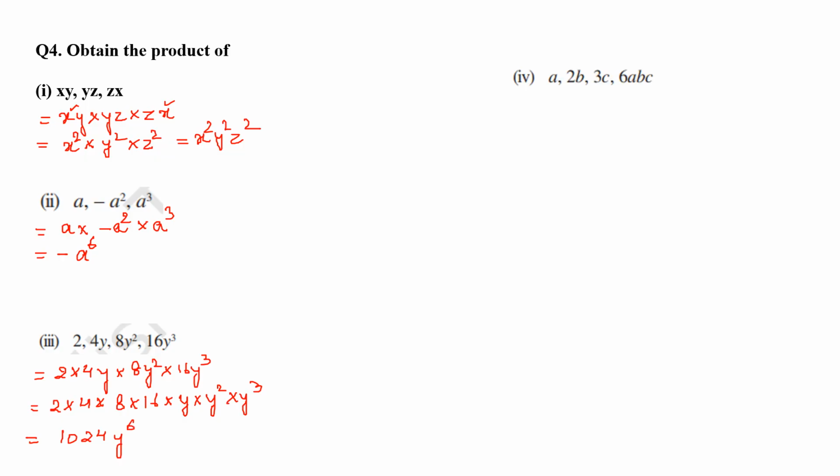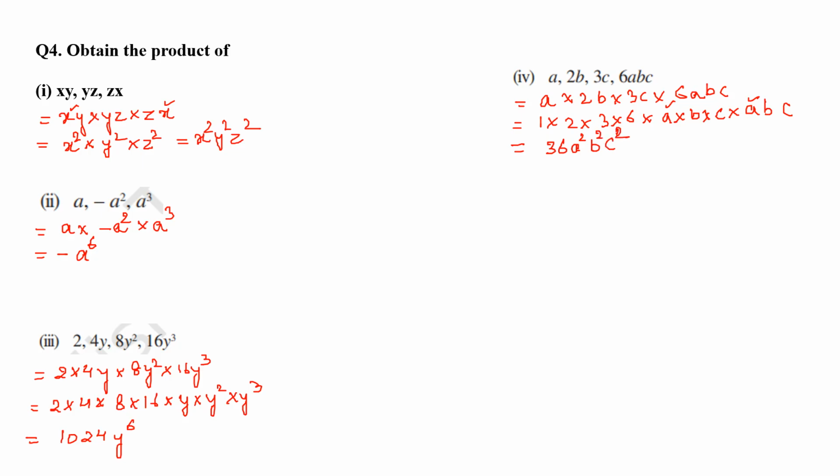Fourth question, a into 2b into 3c into 6abc. So first multiply the numerical part. So it will be 1 into 2 into 3 into 6 and the variable part is a into b into c into abc. So 2 threes are 6, 6 sixes are 36. Now a is present here also and here also, so a square. Same way b is also present in two places, so b square, and then c square. So this is the product.